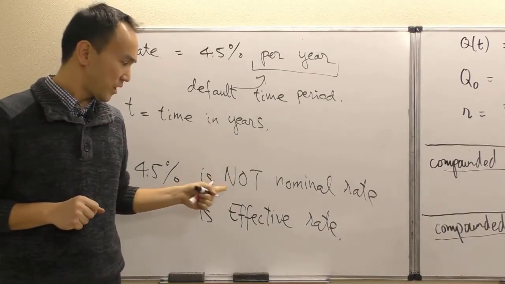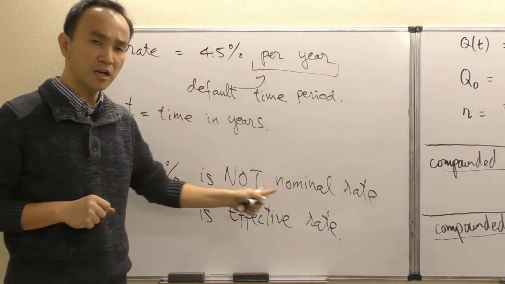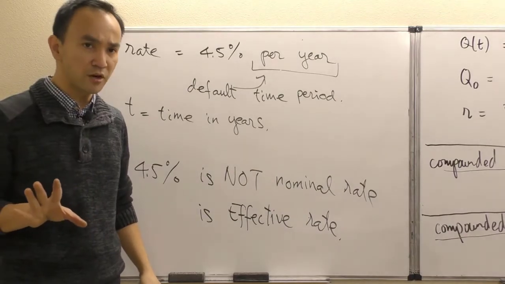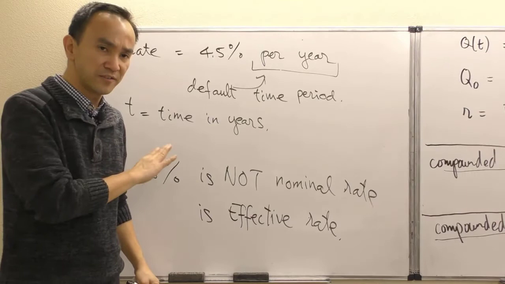But when I'm saying the rate written in the problem is not the nominal rate, I didn't mean that the nominal rate no longer exists in the world of natural processes.